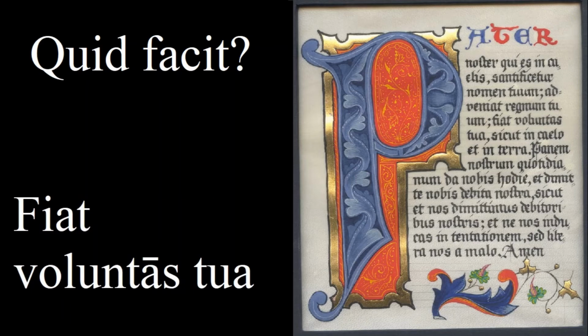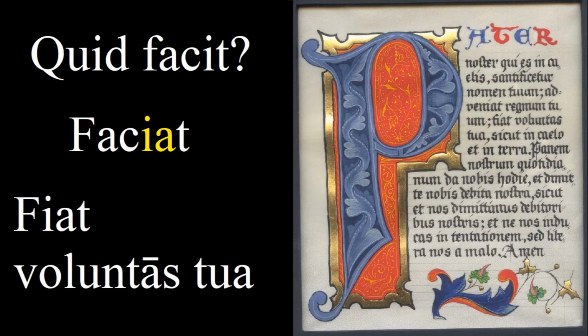So what would the subjunctive be? Faciat. Sadly though, this verb is irregular in the passive form, so instead of faciatur, it becomes fiat. And what did quid facit mean? What are you doing? So this line means, may your will be done.